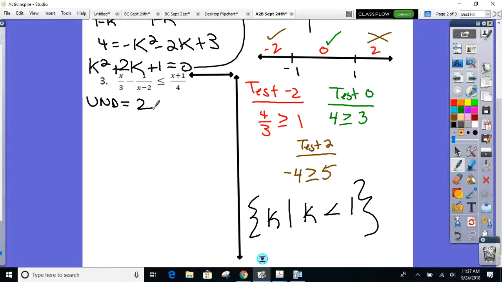Replace the less than or equal to with an equal sign, and if you want to discuss it in your group right now, what would be your common denominator here? What would be your common denominator on both sides? You got 3, you got x minus 2, and you got 4. What's my common denominator there? Any groups want to take it there? I'm hearing a lot of good stuff. 12 times x minus 2. Yep.